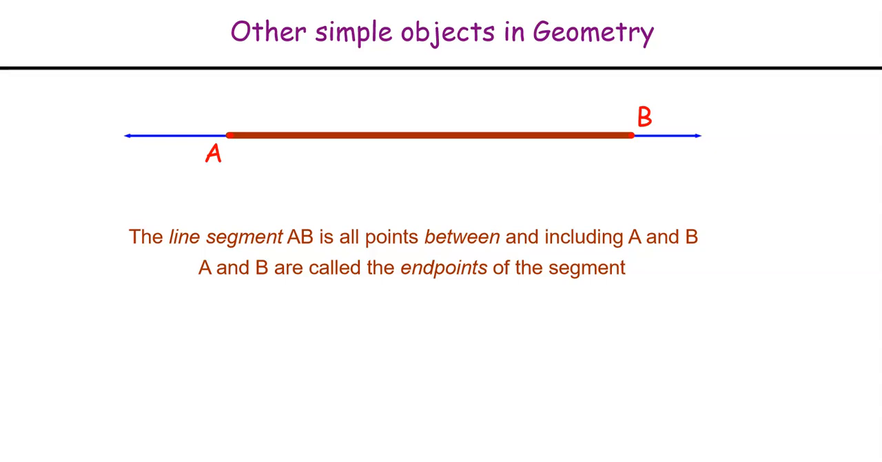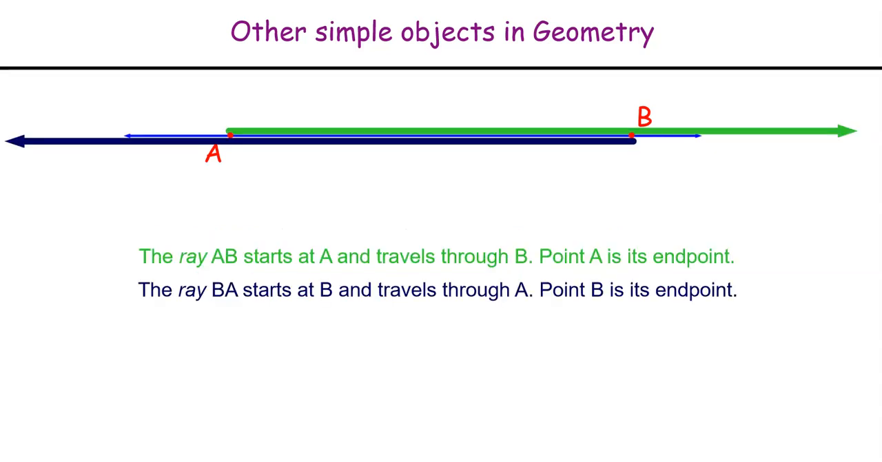It's also entirely possible that instead of just having a segment, we stop at either A or B and continue infinitely on in the other direction. Those are things called rays. Ray AB starts at A and travels through B infinitely. A is called the endpoint. Ray BA starts at B and travels through A infinitely. Point B is an endpoint.